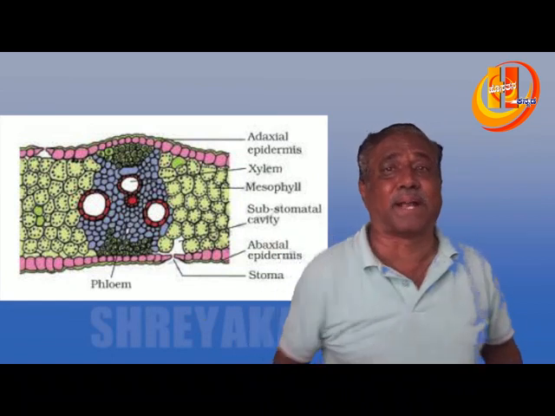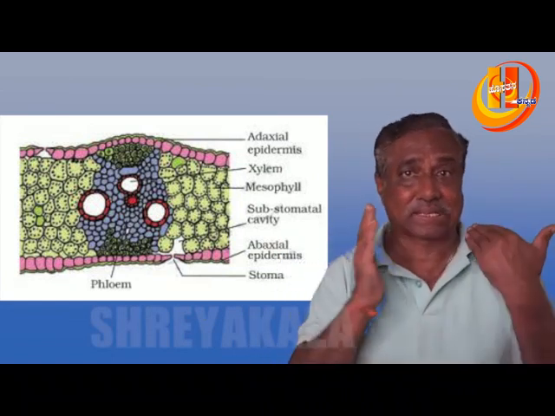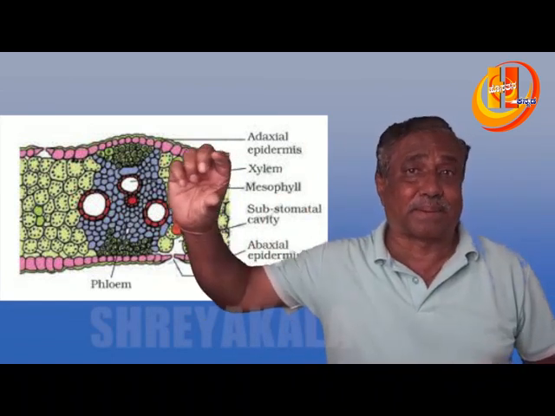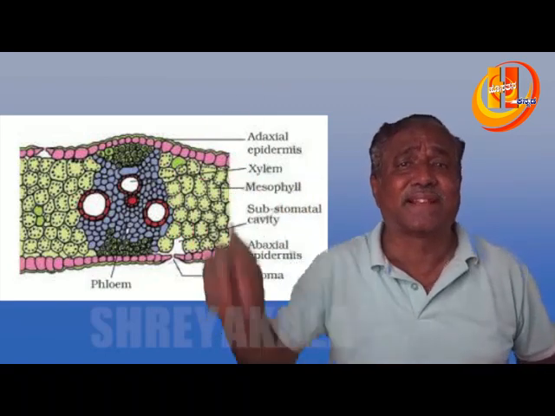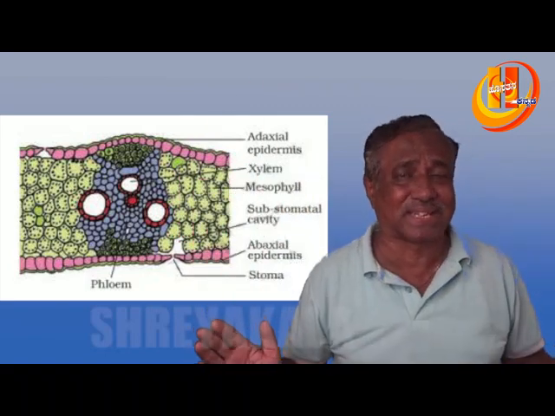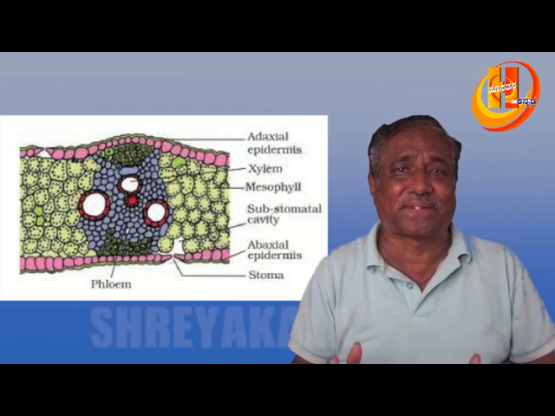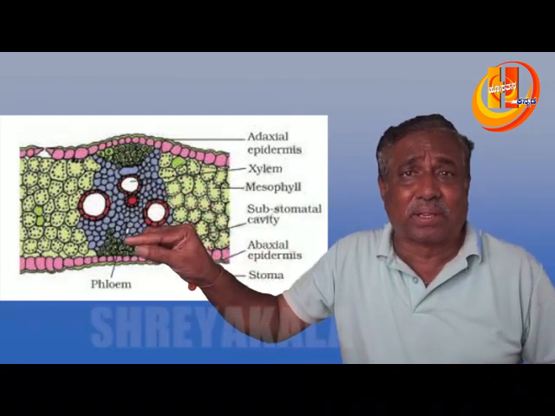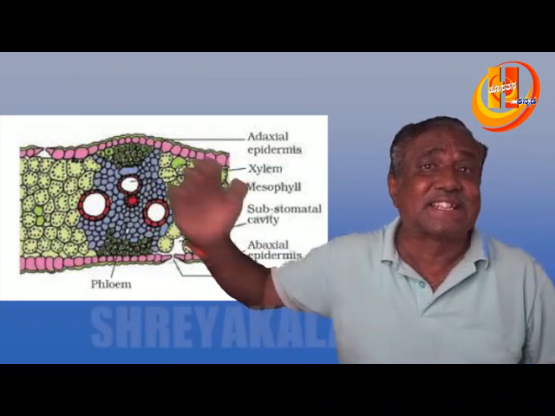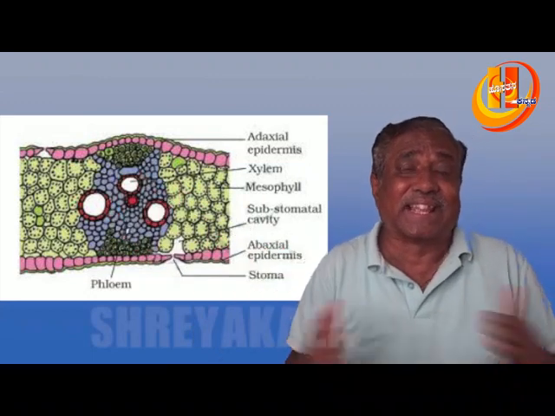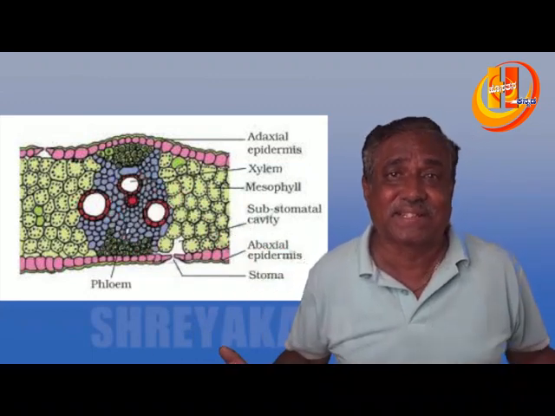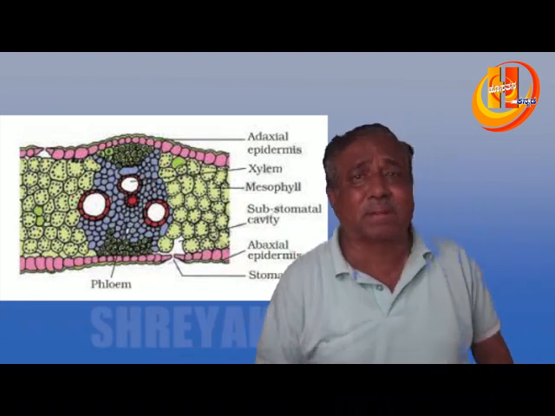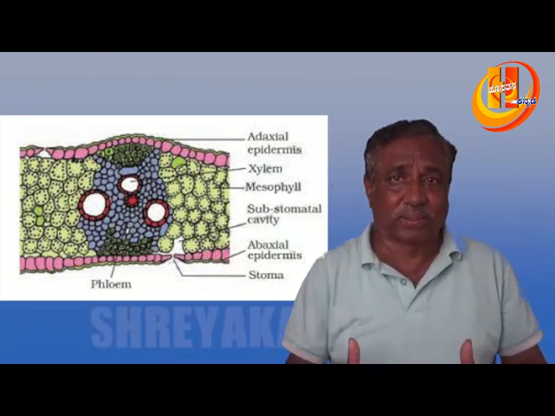One more important point in the monocot leaf: the upper epidermis consists of large hyaline cells called motor cells or bulliform cells. These motor cells or bulliform cells help the leaf to curl down in order to prevent excessive transpiration during extreme dry conditions. That is about the anatomy of the monocot leaf.